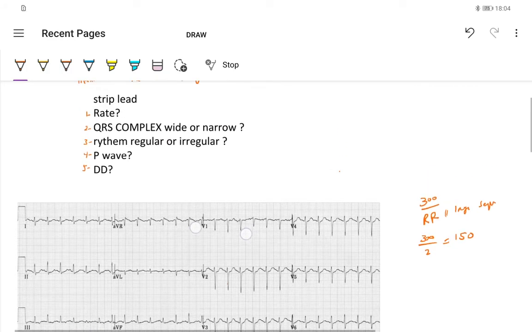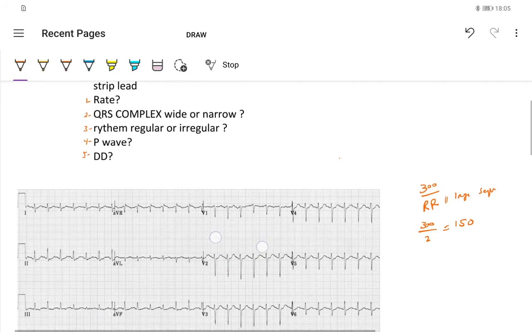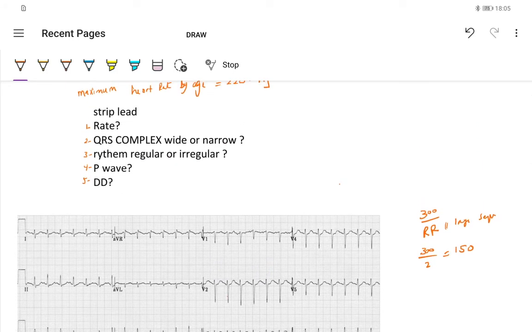The second question we'll ask ourselves: is it narrow or wide? Here it is less than 2 small squares. If it is less than 2 small squares, this is narrow. So what is the differential diagnosis of narrow complex regular tachycardia? Sinus tachycardia, SVT, and atrial flutter with fixed AV block.